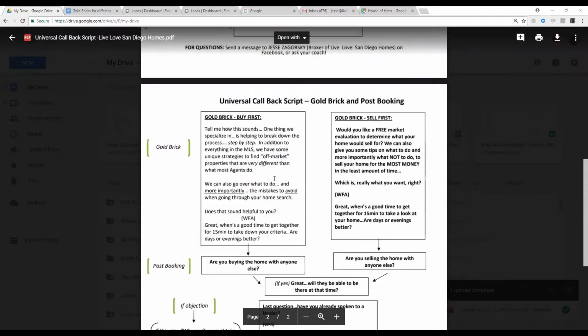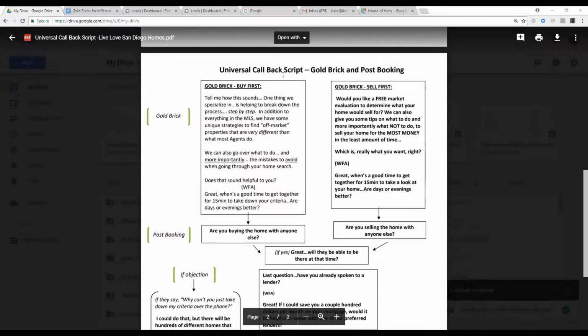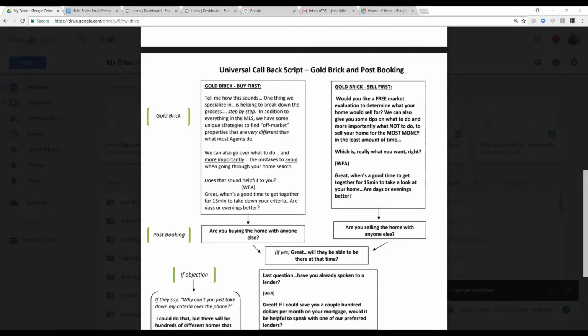Second page, this is part 2 of this video, universal callback script, the gold brick. Let's talk about a gold brick. What's the purpose of a gold brick? What the heck is a gold brick? A gold brick is something that you will use to compel people to want to meet with you and to take the next step. Basically, you have to understand what makes them tick, and then you give them some sort of compelling reason. Why is it a gold brick? This will help you conceptualize it and remember it.